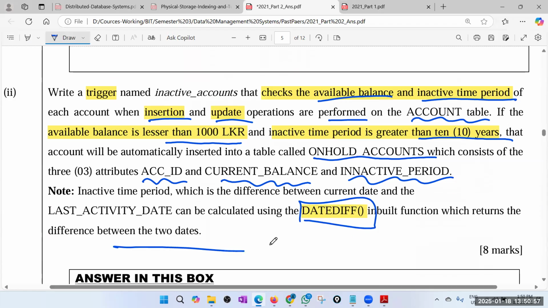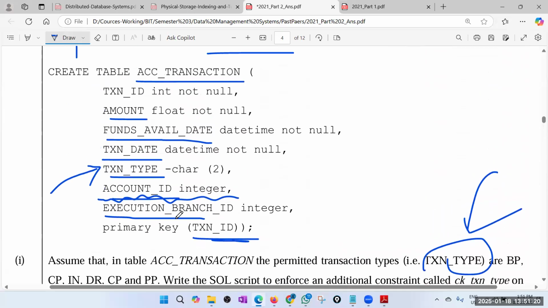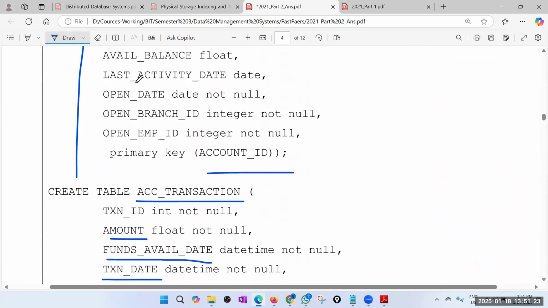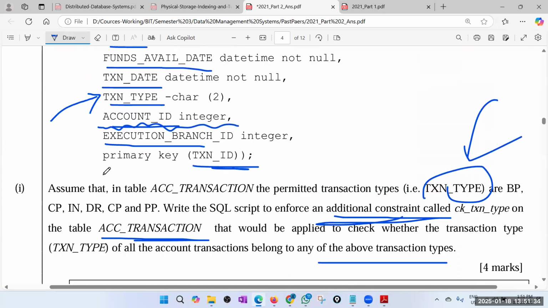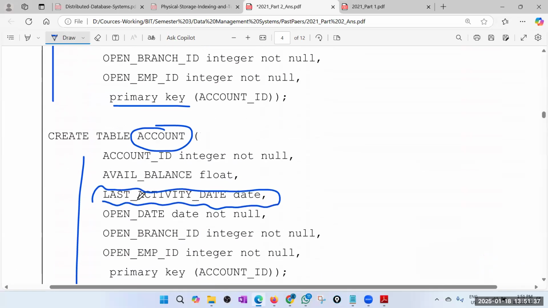You must send the appropriate parameters. It will return the number of years between the two date values. One of the date values you can send is the current date, and the other is the last active date. So last active date is in which table? Account table. So last active date is in the account class. This is a little bit tricky question because you need to get that from the account class.